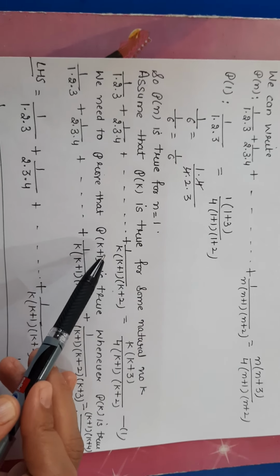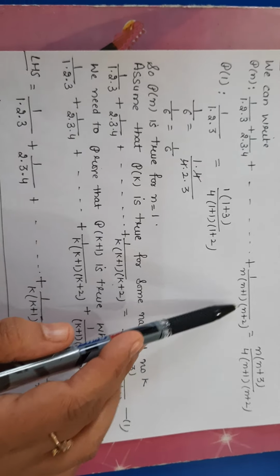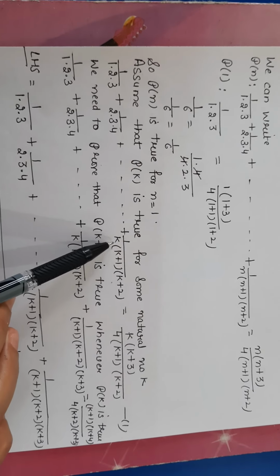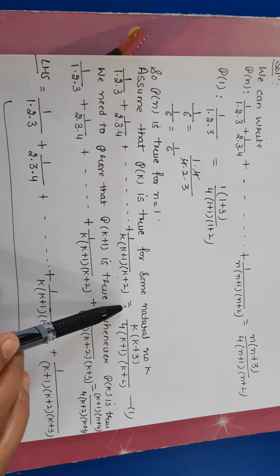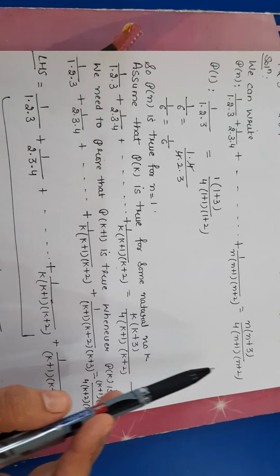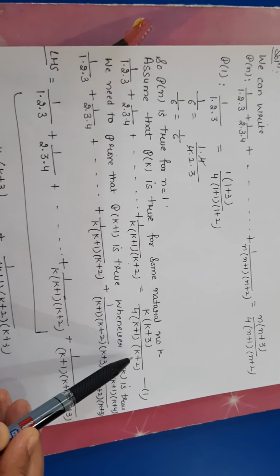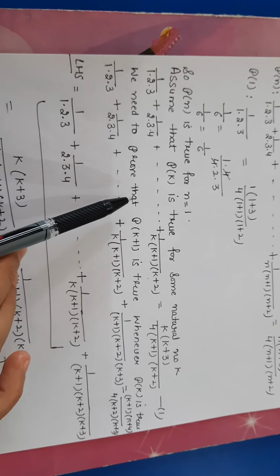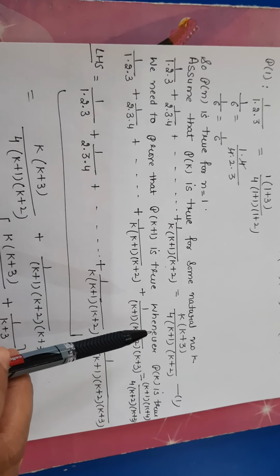So here for the last term you'll have k. These terms we write as it is, and here you're just going to replace n with k. So this is k into k plus 1 into k plus 2. This is equal to k into k plus 3 divided by 4 times k plus 1 into k plus 2. Next step, we need to prove that Pk plus 1 is true whenever Pk is true.